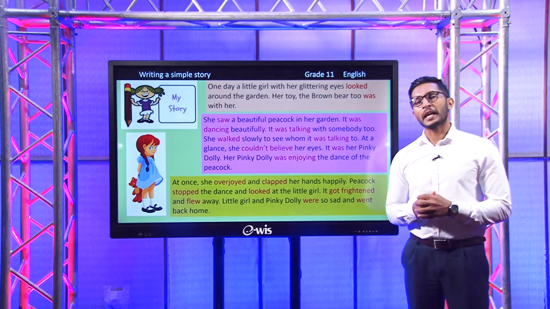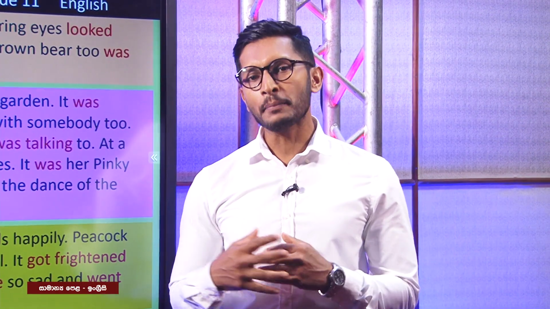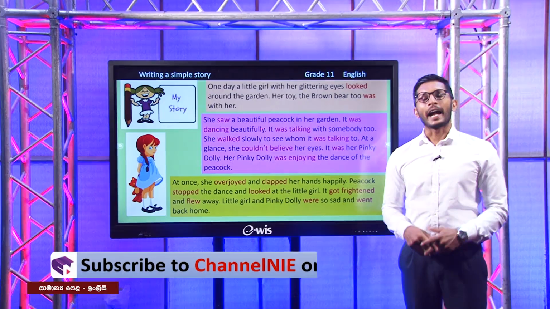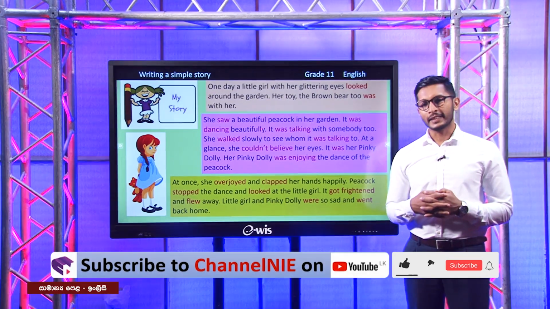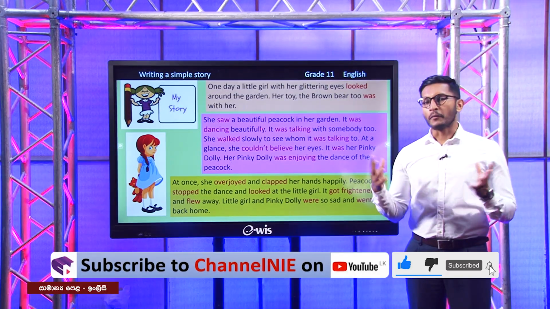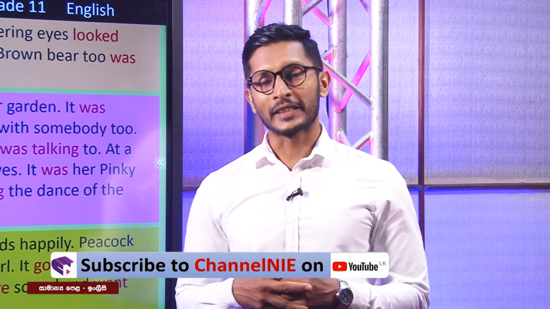Now, we have come to the end of our lesson. So, when we write a story, we need to have a story map. In the story map, we have the beginning, the middle, and the end. At the beginning, we introduce the characters. In the middle part of the story, we present the problem, and then we solve the problem at the end of the story. With that, we have come to the end of the lesson.